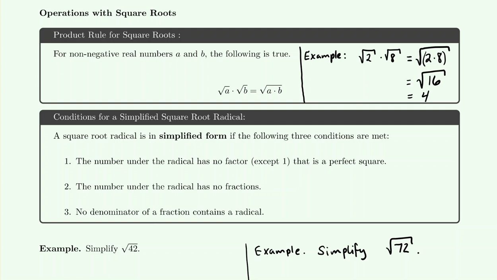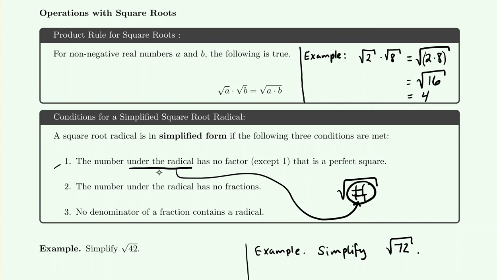We've got some conditions for when a square root is fully simplified. So if you're looking at the square root of 120, the way that you'll know it's fully simplified is if it meets these three criteria. So in our class, whenever we say simplify a square root, these are the things that you would want to check. First, the number under the radical. By the number under the radical, we mean this number.